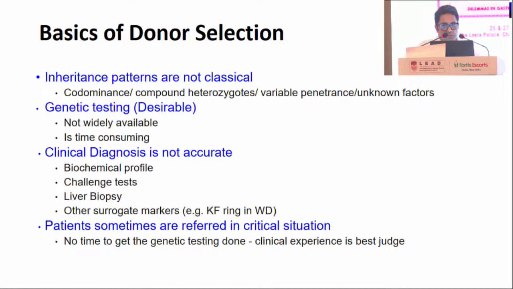Genetic testing seems to be the gold standard and desirable, but it is not widely available, and it is very time consuming. And in many circumstances, we don't know the primary etiology in the recipient or child. We don't know the genetic pattern. Thirdly, clinical diagnosis is not always accurate in donors, like biochemical profile, challenge tests, liver biopsy, and other surrogate markers like KF rings in Wilson's disease. These are not very accurate. Then the patient is sometimes referred in a very critical situation where we don't have time to enter into genetic mapping of the patient as well as the donor. So all these criteria would define how we go about selection of the donor in such cases.